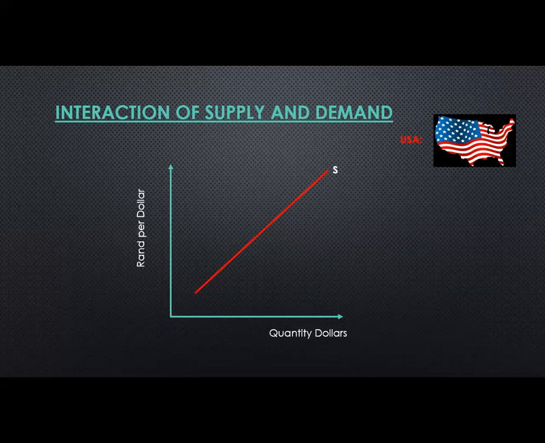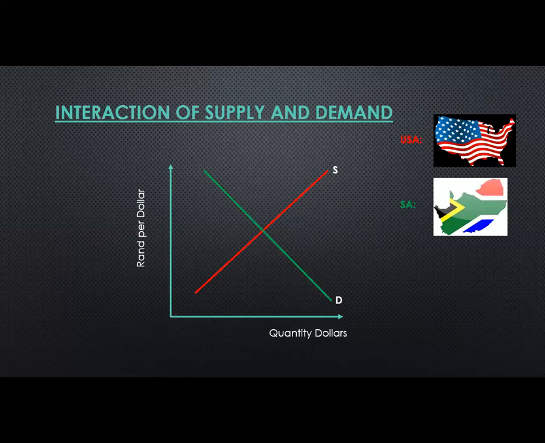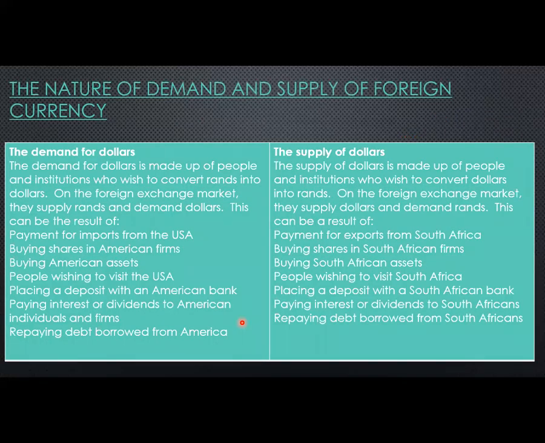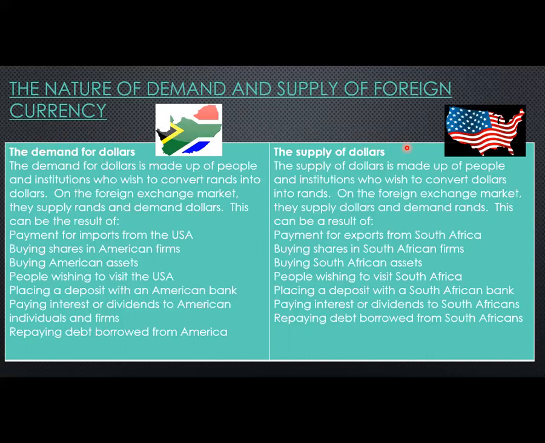So on the Forex market, we are going to demand dollars. Now we can determine how much we have to pay in order to obtain a certain quantity of dollars. The equilibrium position indicates that we have to pay X rands in order to get $1 at the given quantity that we need in order to meet our import demand. We can basically sum up the nature of demand and supply for foreign currency like this. South Africans demand dollars, while Americans supply dollars.